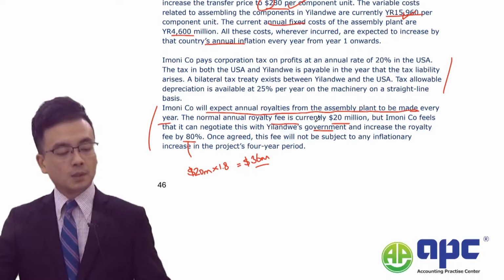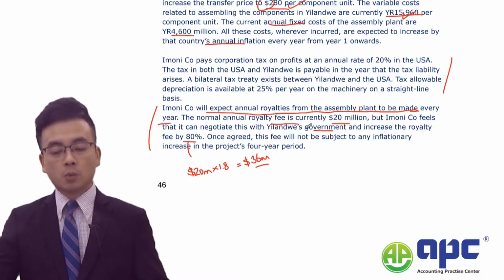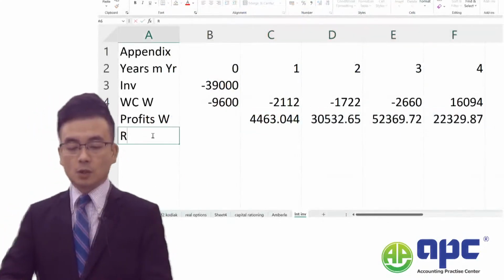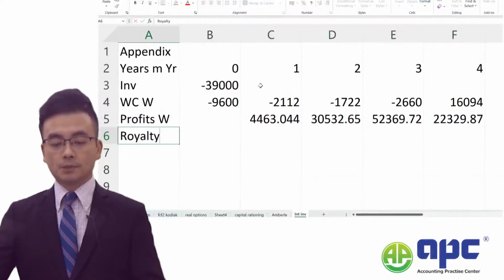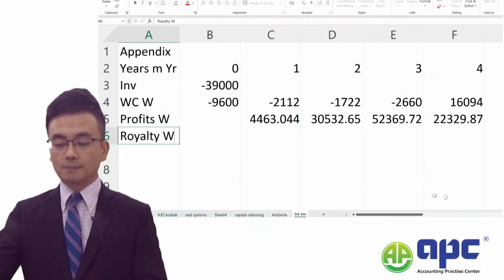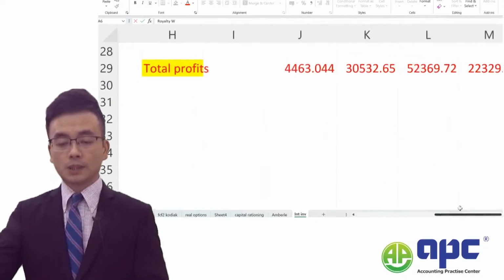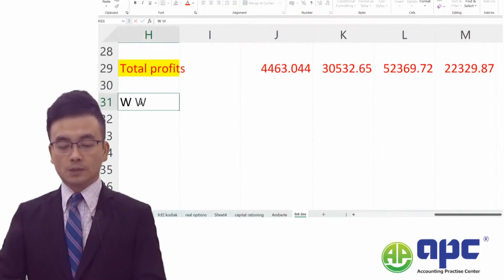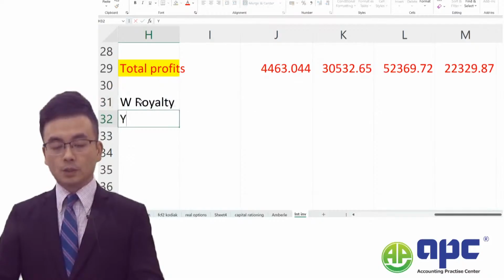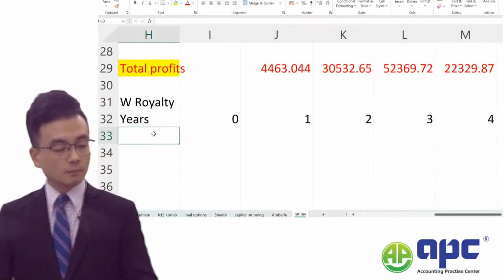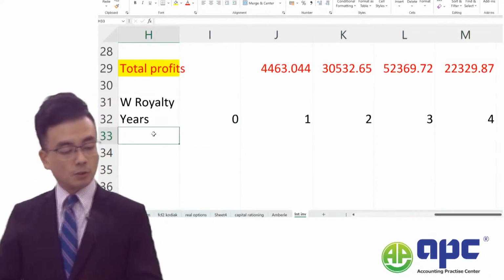So that's why we will need to deal with what would be the currency in YR. So here we've got royalty income as well. So we need to start working on that next. Now, the next working is all about the royalty. Again, we've got a number of years, 1, 2, 3, and 4. So firstly, we've got royalty.